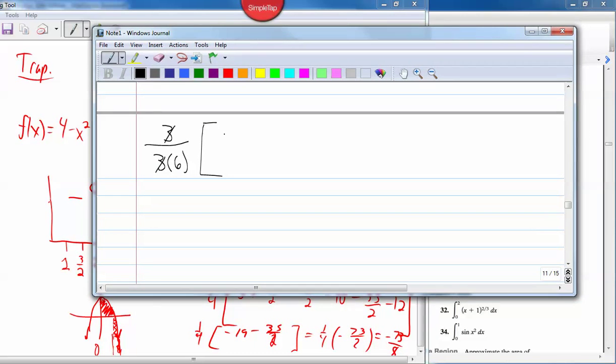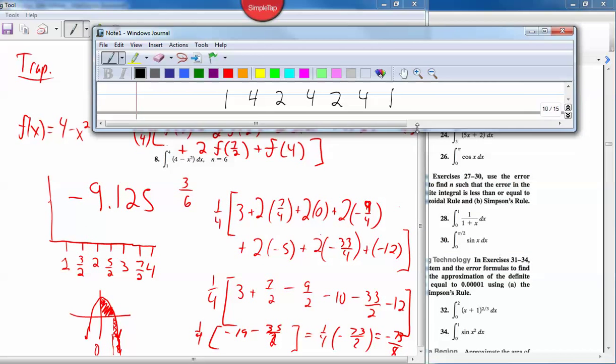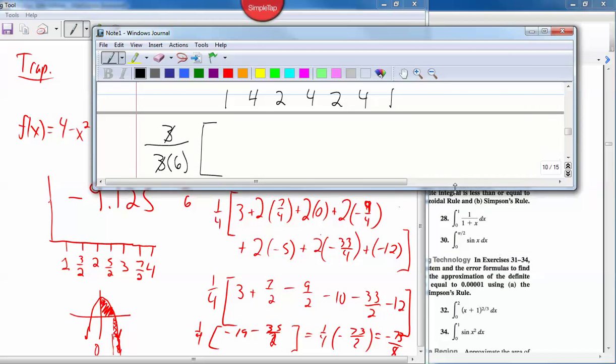And then remember this pattern on the inside for Simpson's rule. It's 1 and then what? 4, 2, 4, 2, 4, 1. Alright, 1 and then 4, 2, 4, 2, and so on and so forth. And the last term has to have a 1 in front. So we'll be able to use some of these values here, maybe not all of them. That's okay, because we're plugging them into the same function.